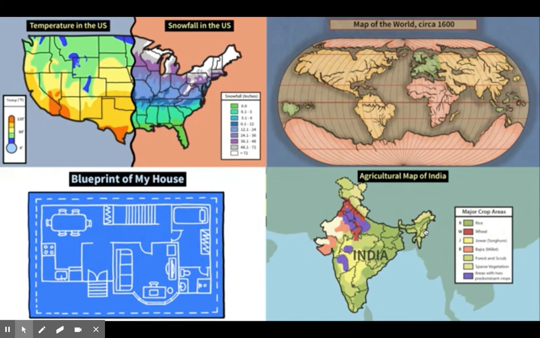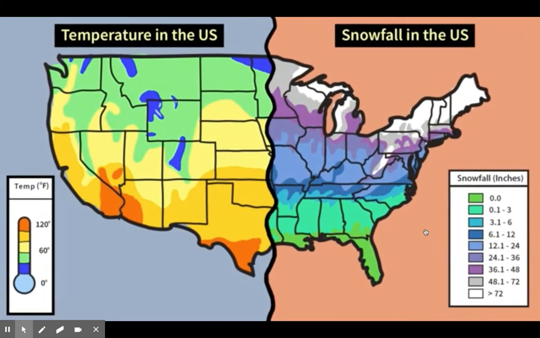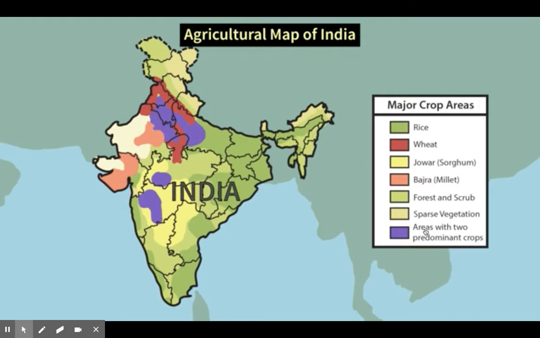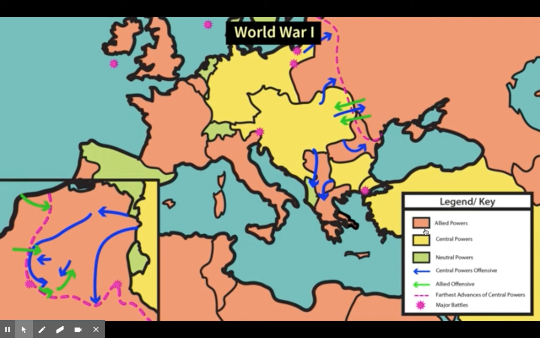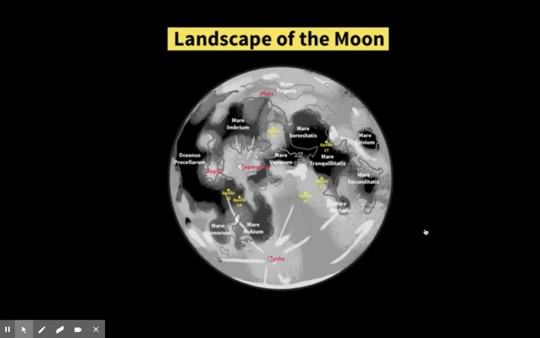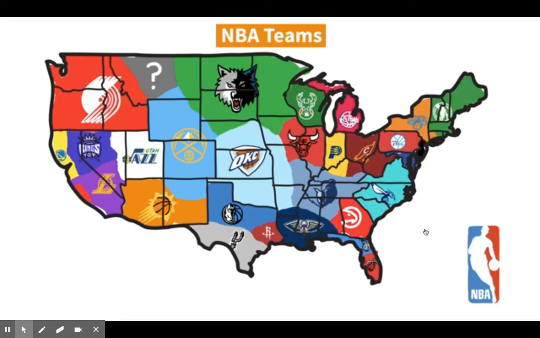Yeah. And there are so many different kinds of maps. There are climate and weather maps that show us storms. Some show us temperature. There are road maps that show roads. There are agricultural maps that show us where different plants or animals are raised. There are military maps that show us where battles happened and where armies marched. There are historical maps that show us what people thought the world looked like. There are maps of the moon, maps that show us sports teams.